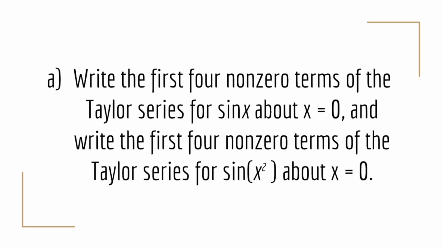So part A wants you to write the first four non-zero terms of the Taylor series for sine of x about x equals 0, so that's the Maclaurin series for sine of x, and write the first four non-zero terms of the Taylor series for sine of x squared about x equals 0 as well. And we'll just look at how we're doing that.